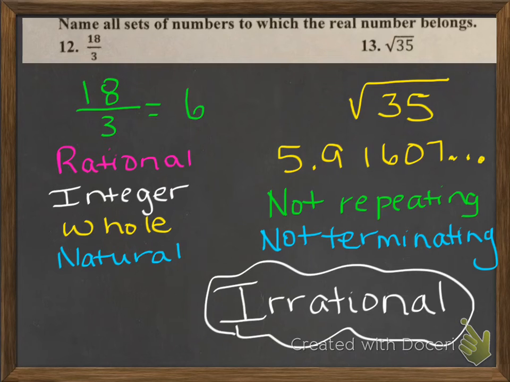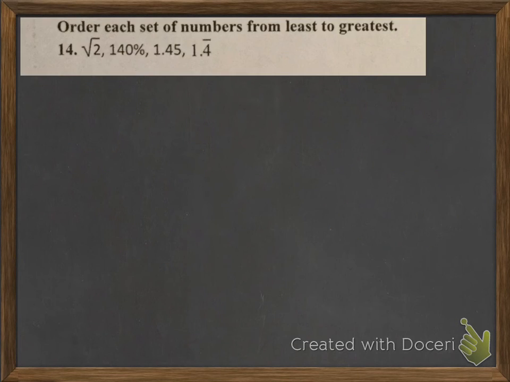It's irrational. If it's rational, you need to go down the list in that order. Is it an integer? Is it a whole number? Is it a natural number? All right, great. Moving on.